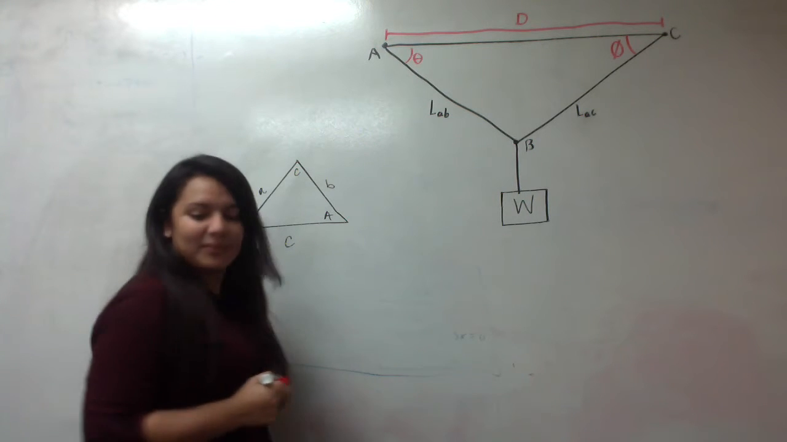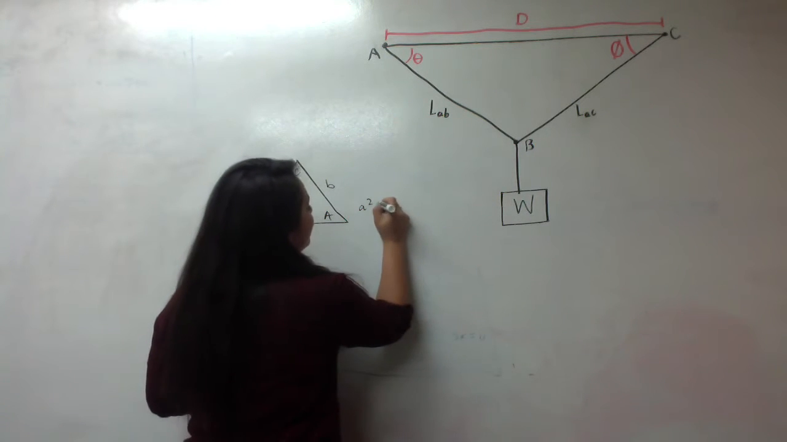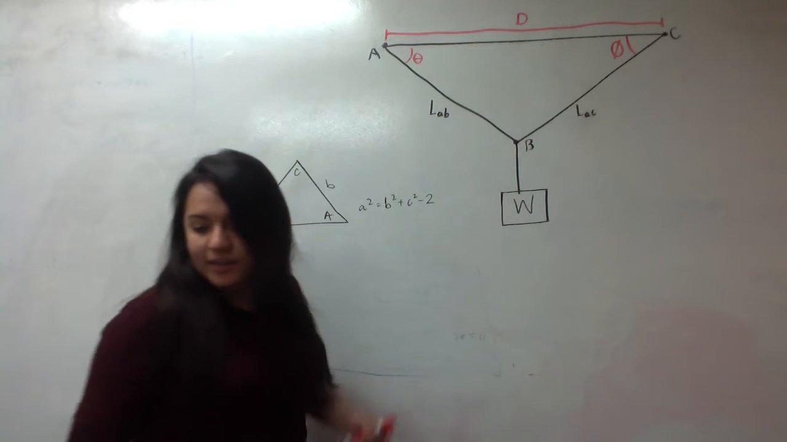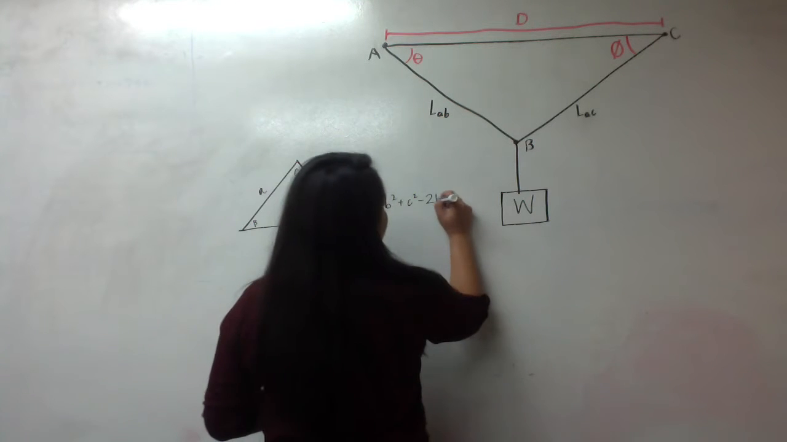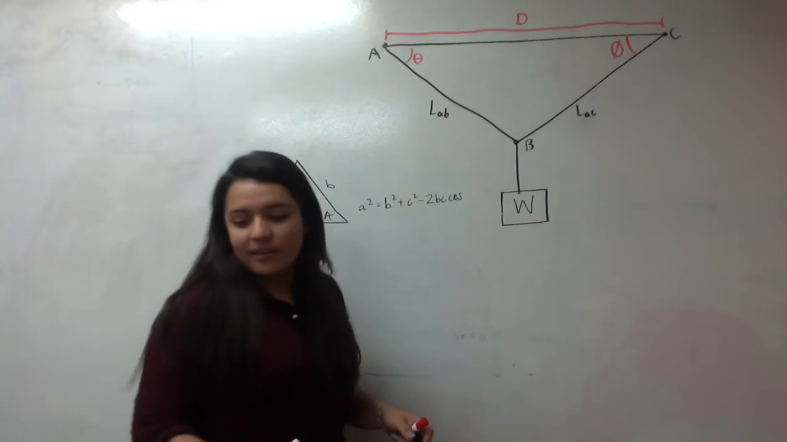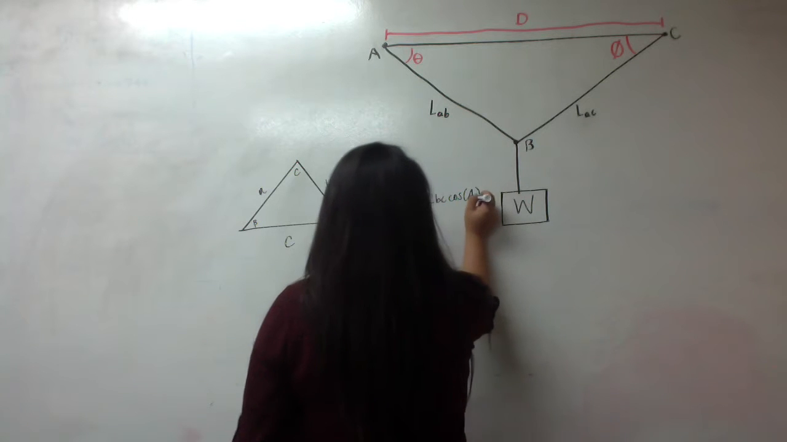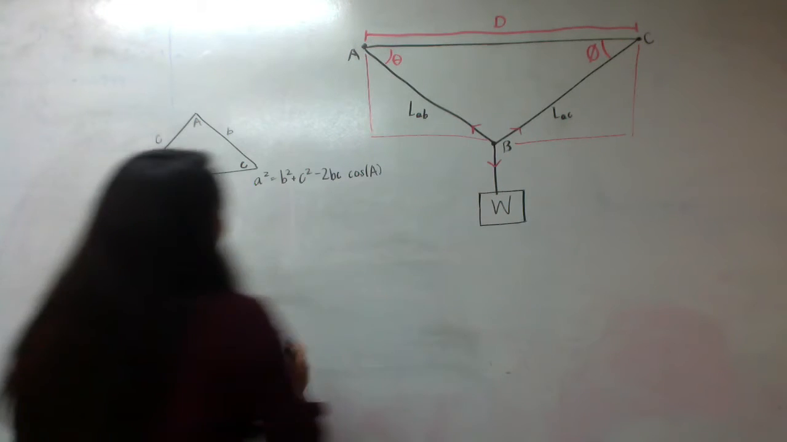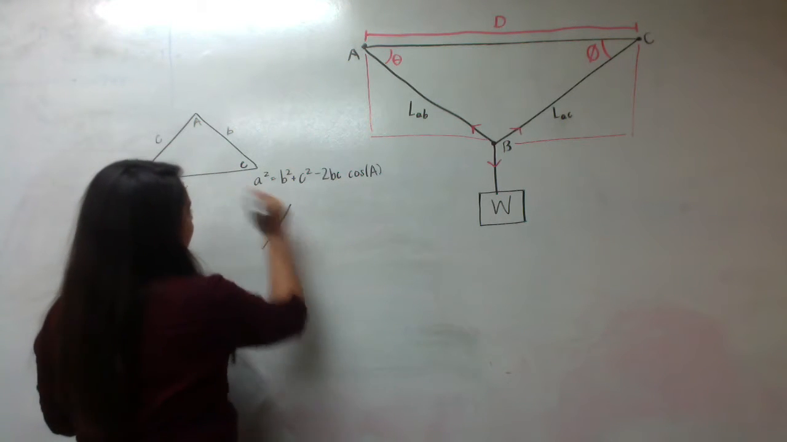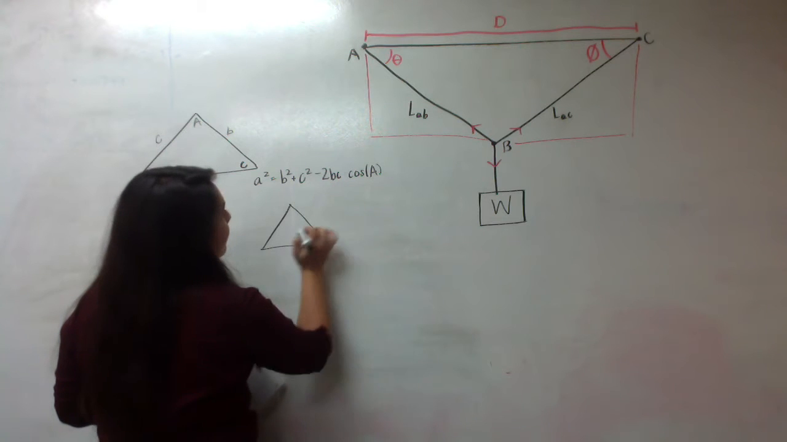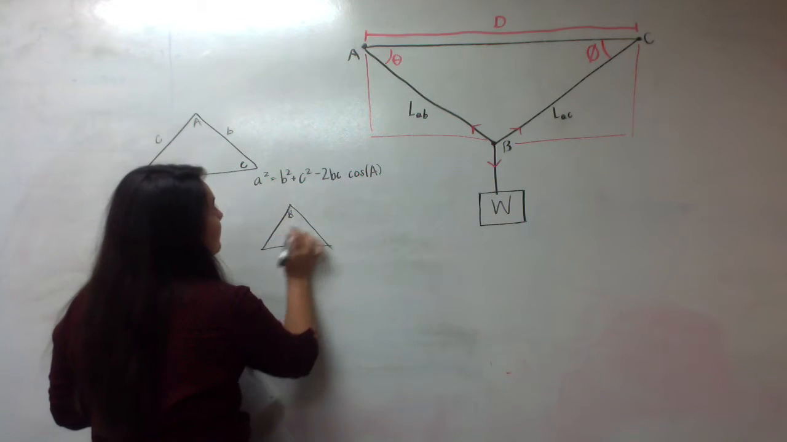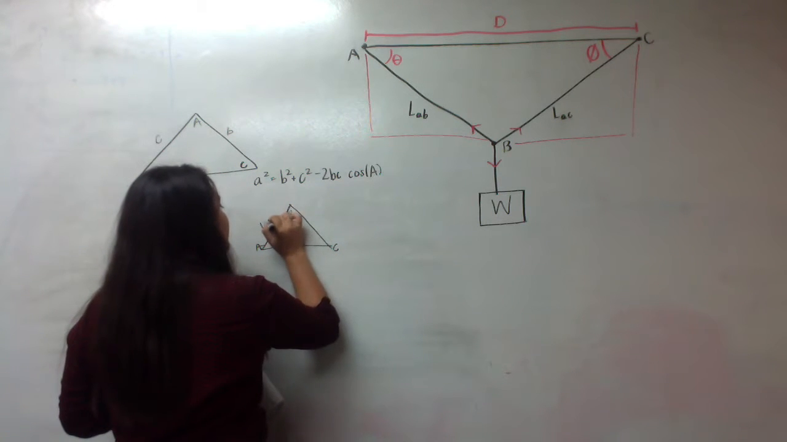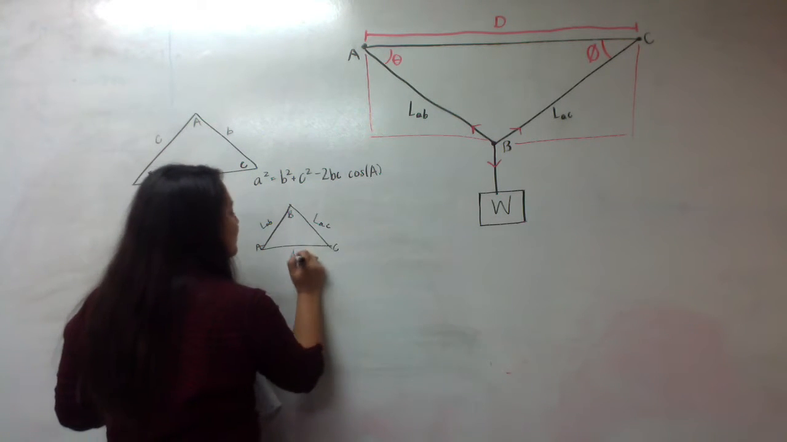So we have a squared equals b squared plus c squared minus 2bc cosine of A. And we can arrange this for any angle or any side. So we flip our triangle around to better meet this one. We have angle B on this side, angle A on this side, and angle C on this side. This would be the length of AB. This side would be length of AC, and this would be D.